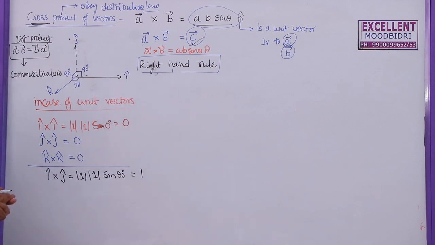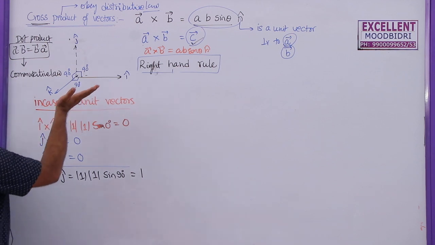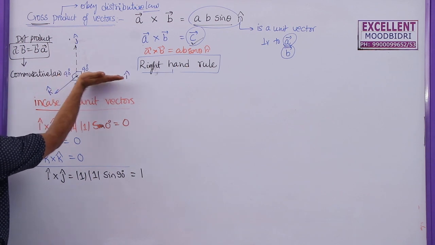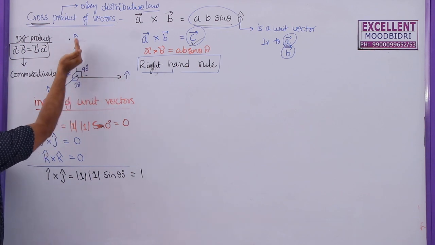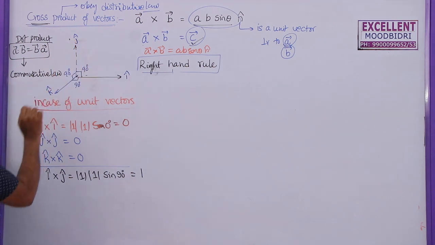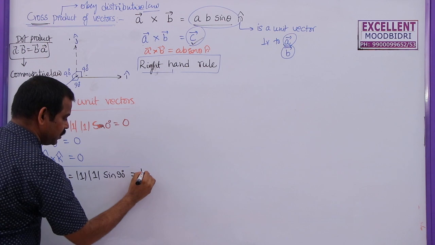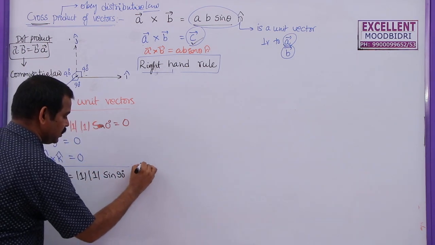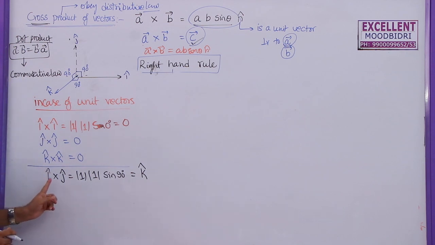But what is its direction? Once again, right hand rule. Palm is in the first vector I, and the curled finger should be in the direction of the second vector j, and the thumb will be along k cap. So this 1 is nothing but a unit vector along z axis. So I can write this as k cap. So I cross j is equal to k.